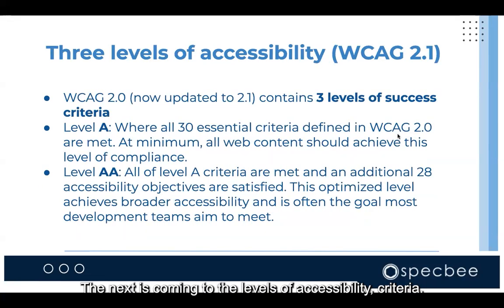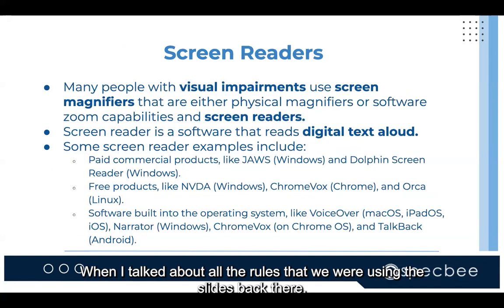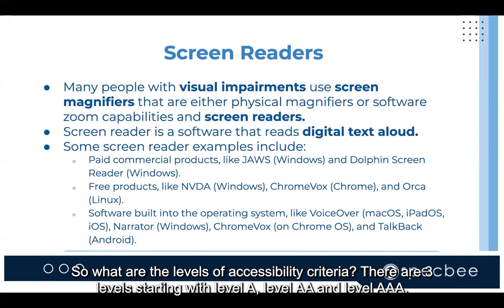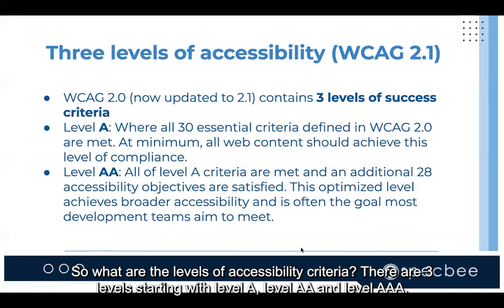The next is coming to the levels of accessibility criteria. Previously, we saw the accessibility success criteria when I talked about all the rules that we were using, on the slides back there. So what are the levels of accessibility criteria? There are 3 levels, starting with level A, level AA, and level AAA.